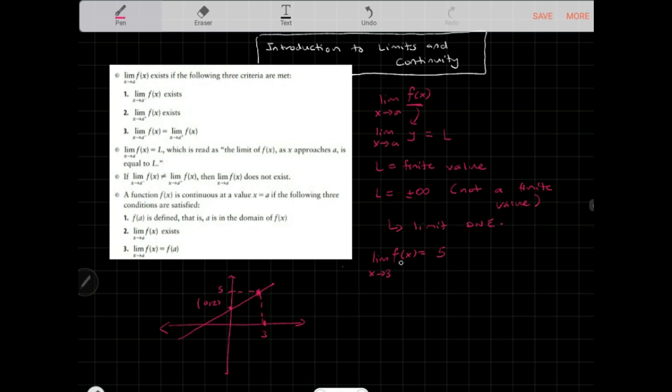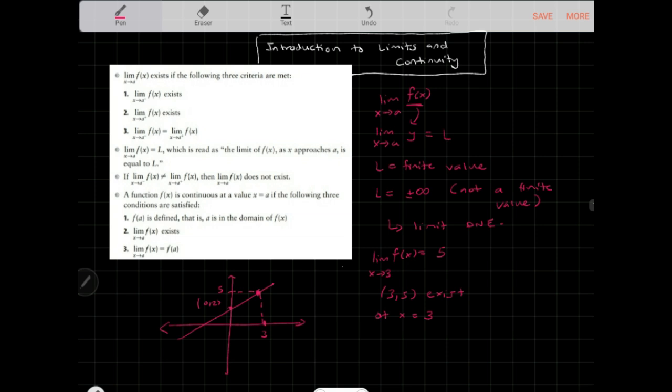So that means that if the limit as x approaches 3 of f of x is equal to 5, then the point (3, 5) will exist. So we can say that at x is equal to 3, the point would be continuous.